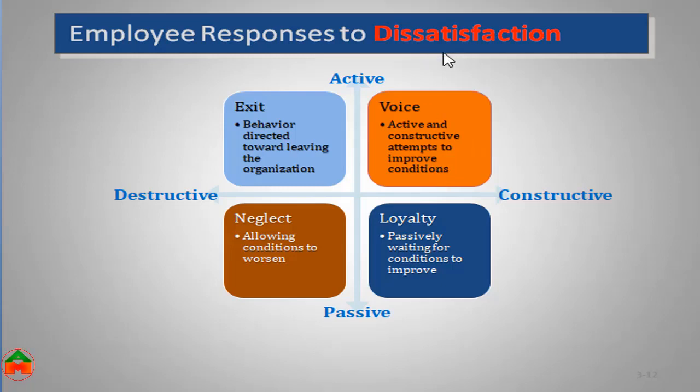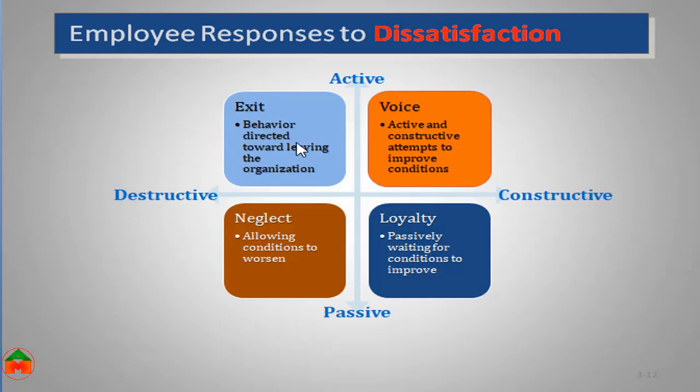On the other hand, if the dissatisfied employee is passive, there may be 2 types of response. We can see neglect and loyalty. Whenever the dissatisfied employee is passive, he may neglect by allowing conditions to worsen. I mean, whenever there is neglect from the employees, the situation will worsen. On the other hand, dissatisfied employees may show loyalty. I mean, they remain loyal to the organization and wait for change. Raising voice and showing loyalty are constructive ways from the employees. On the other hand, exit and neglect from dissatisfied employees are destructive for the organization.